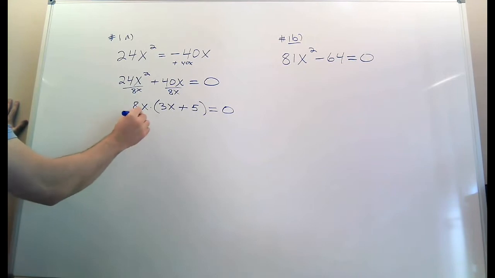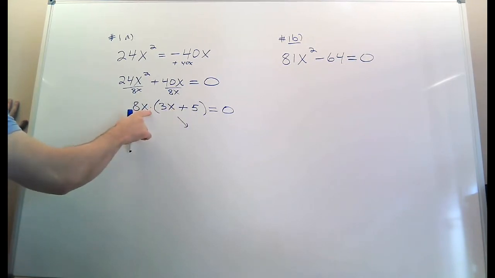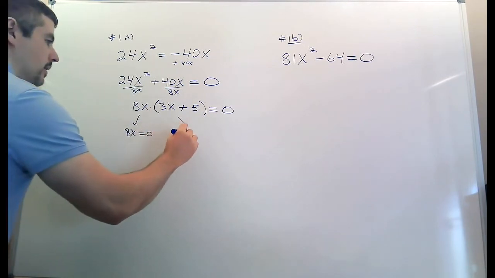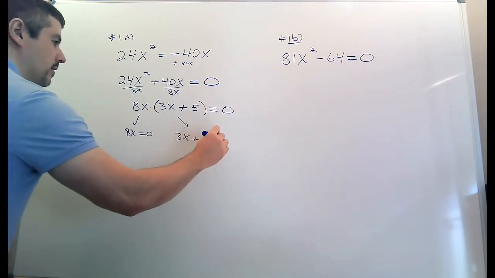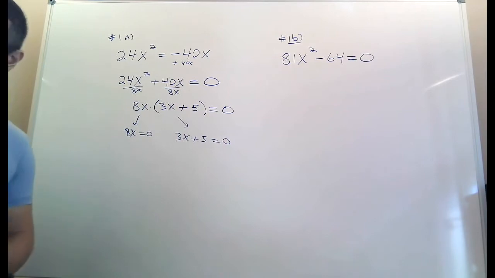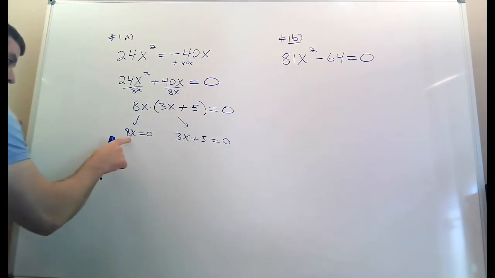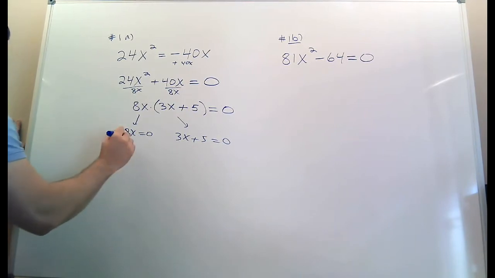Now, if the product of two things is 0, one of them must be 0. That's the 0 factor property. So you set each one equal to 0. Yes, I have to see this step, so please show it to me. Now, don't do anything weird here, like do minus 8. You divide both sides by 8.